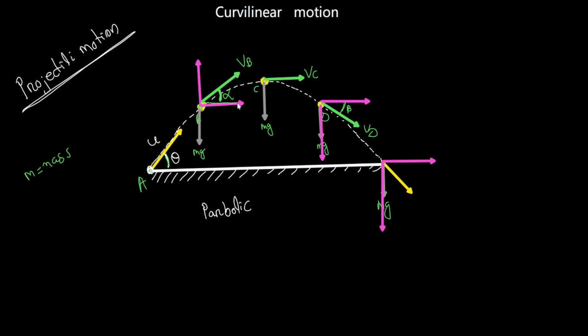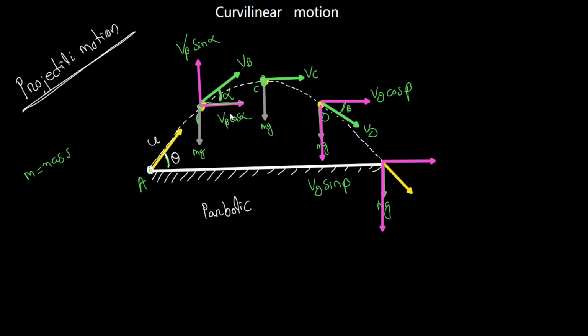Then I can write the horizontal components as Vb cos alpha and Vd cos beta, and the vertical components as Vb sin alpha and Vd sin beta. This is Vc, only a horizontal component. So at the top point in projectile motion there is no component in the vertical direction. This is the actual velocity I am resolving into two components, horizontal and vertical.